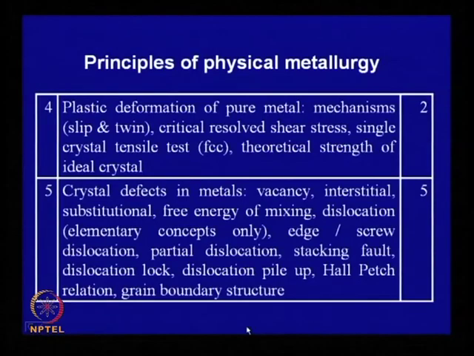Metals have an attractive property: they can be shaped by mechanical processing, which is known as plastic deformation. We will start with the plastic deformation of pure metals, and look at the mechanisms by which deformation takes place, not only in a single crystal, but then in a polycrystalline material. We will have some idea about the theoretical strength of an ideal crystal.